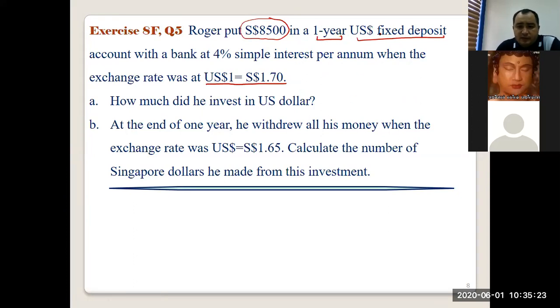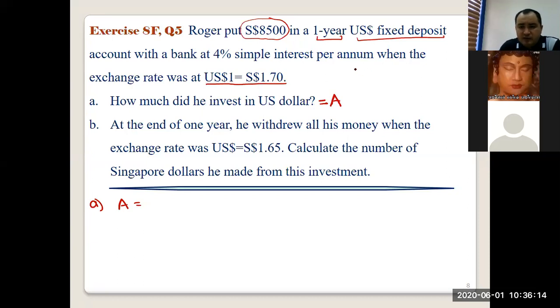Okay, so a US dollar fixed deposit account with a bank at 4% simple interest per annum, when the exchange rate was 1 US dollar equivalent to 1.70 Singaporean dollars. Question A, how much did he invest in US dollars? So that means we need to change this Singaporean dollar into US dollars, and after that, they put your money into your account. Let's say the investment is A. Okay, we have 10 minutes, let me finish this. That A, your investment, equals this price, right? Since 1 US dollar equals this much.